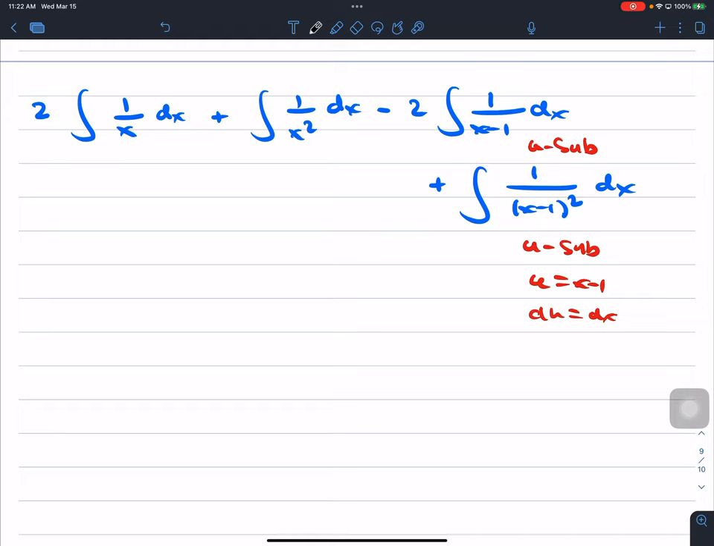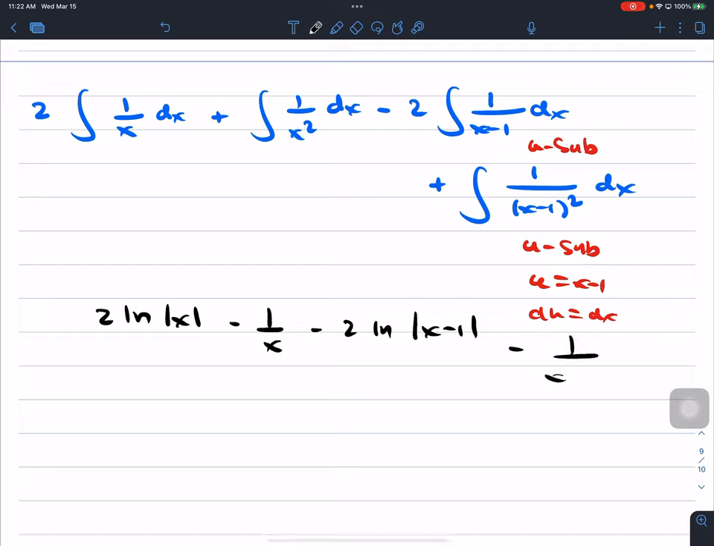for this one. Okay, you're going to get finally what? 2 natural log absolute value of x minus 1 over x minus 2 natural log absolute value x minus 1 over x minus 1 plus c.